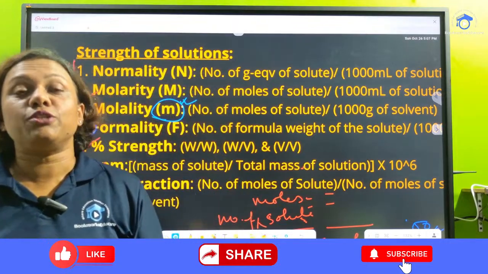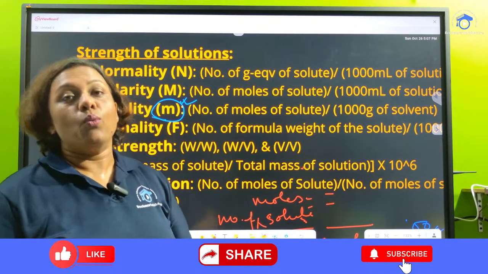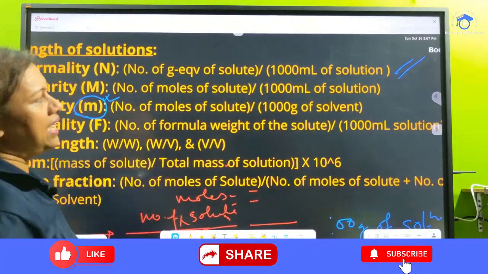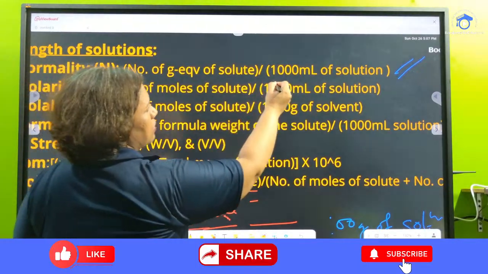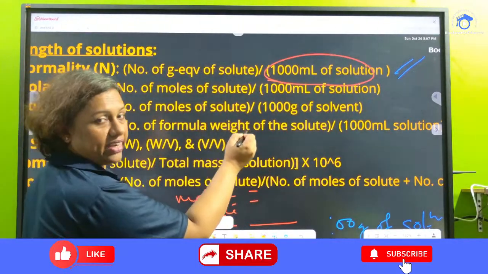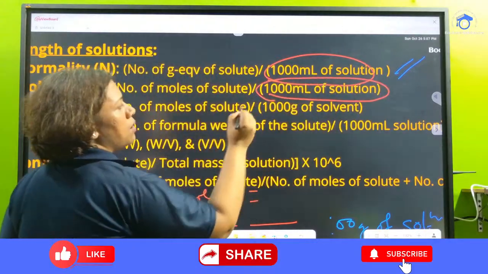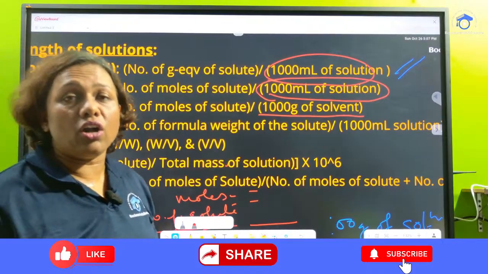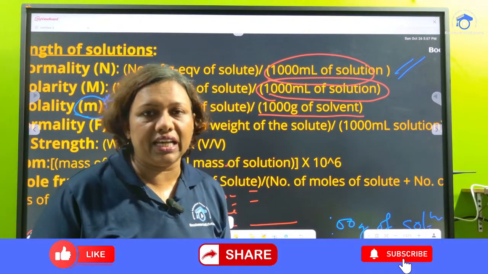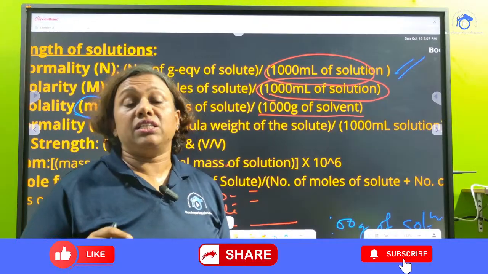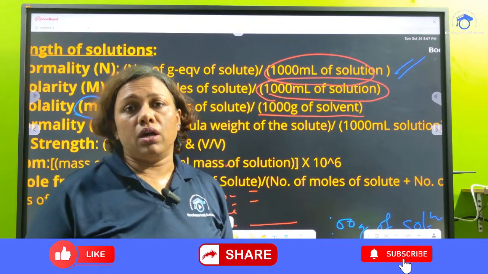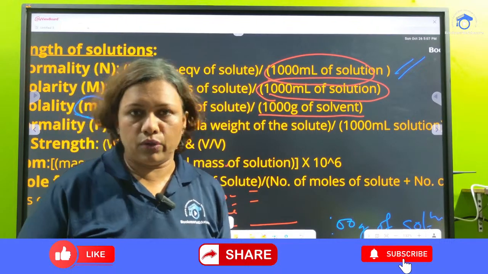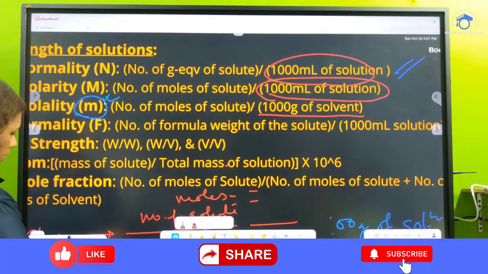The answer is molality. Because of what I have defined for all of them: in case of normality, this is volume. In case of molarity, this is also volume. But what about this? This is gram, that is mass. This cannot be changed with temperature. So molality is independent of temperature. This is a very important question for board: among normality, molarity and molality, which strength is independent of temperature? So we are going to our next topic.